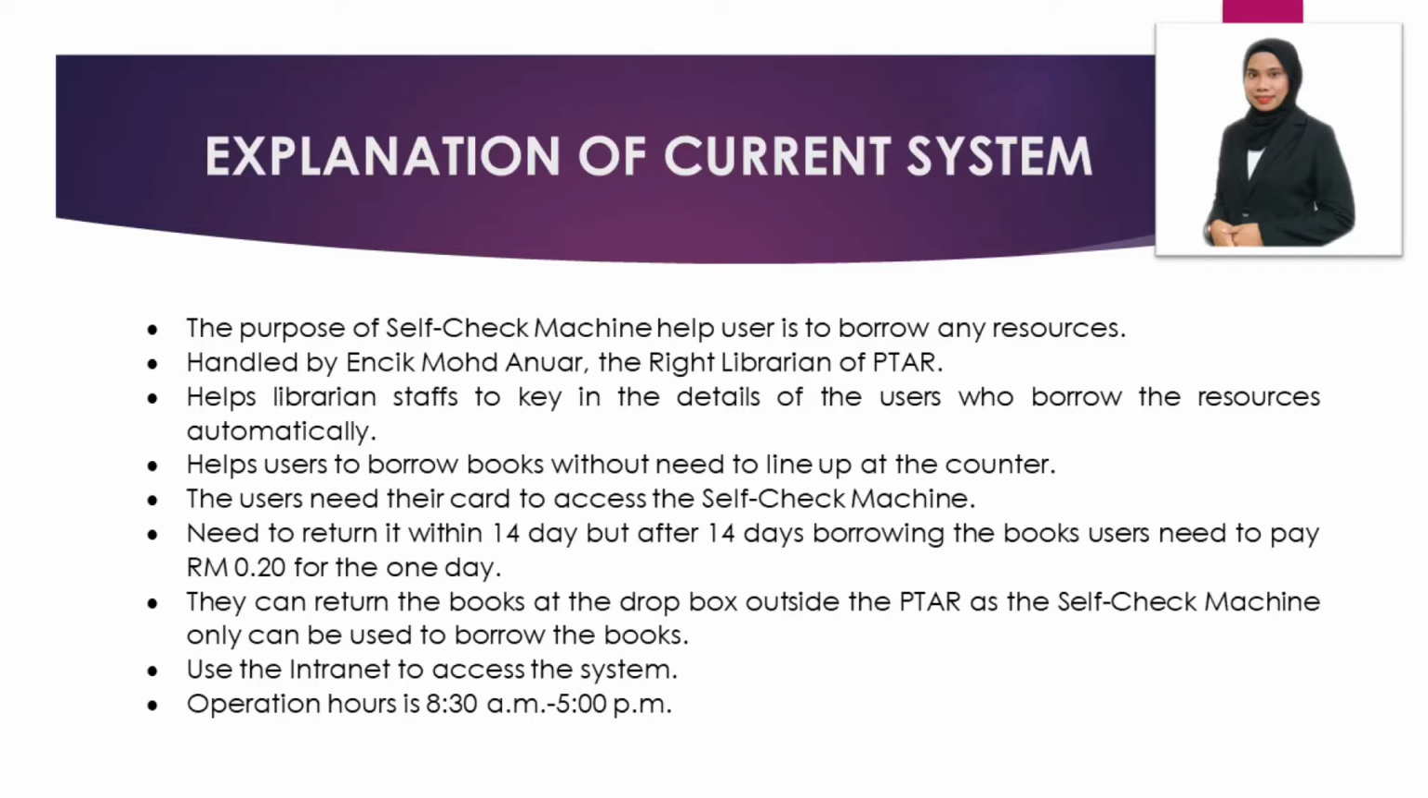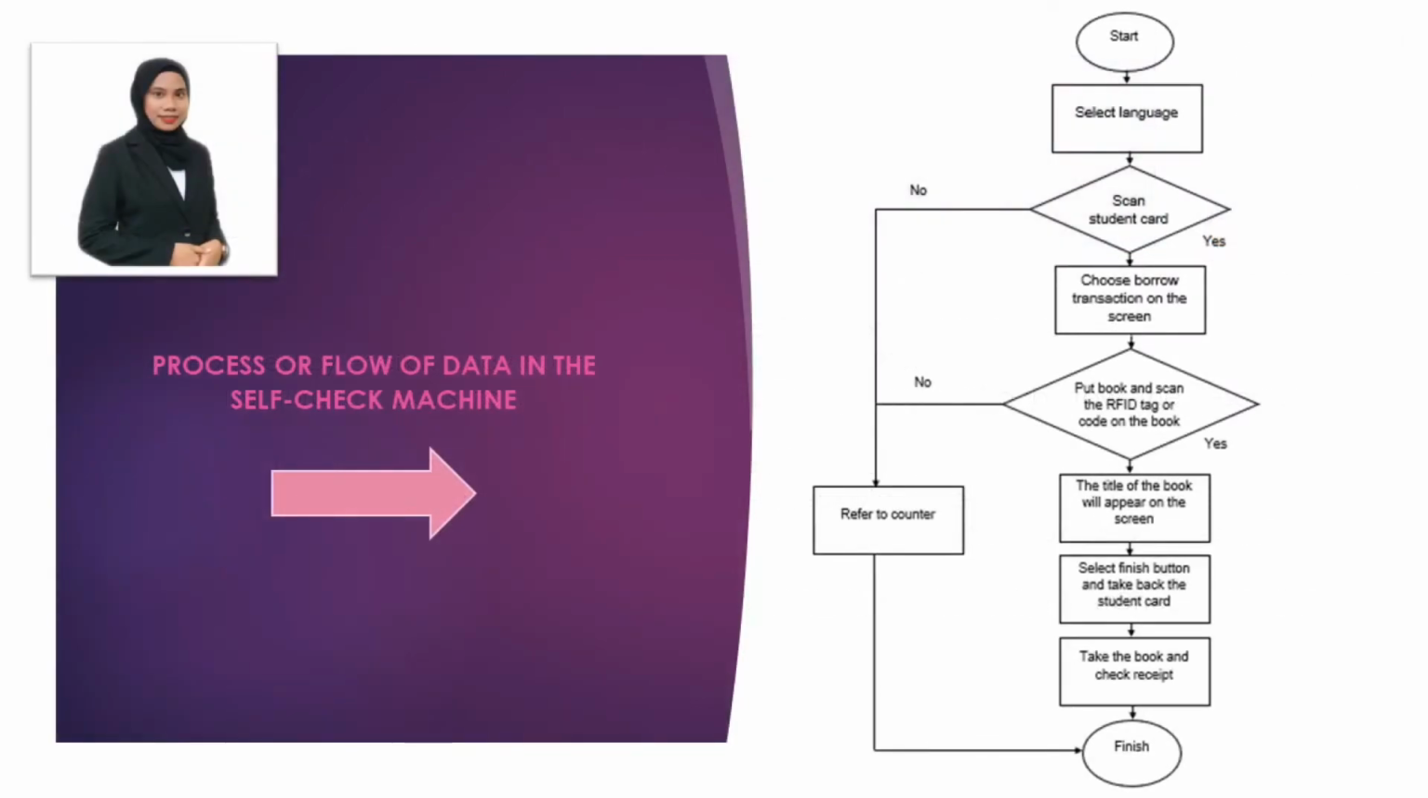The self-check machine requires intranet to access the system, and users need to go to the library to use it. Without intranet, the user cannot access the self-check machine. Besides that, the self-check machine can only be accessed within the operation hours of Ptar, which is 8:30 AM until 5 PM every day. Next, we move to the process flow of data. Chart 1 shows the flowchart steps for borrowing books through the self-check machine that need to be followed by the user at Ptar.